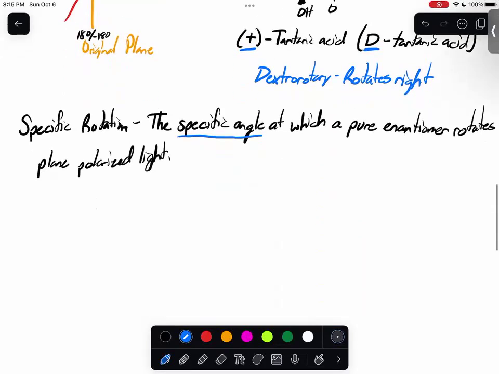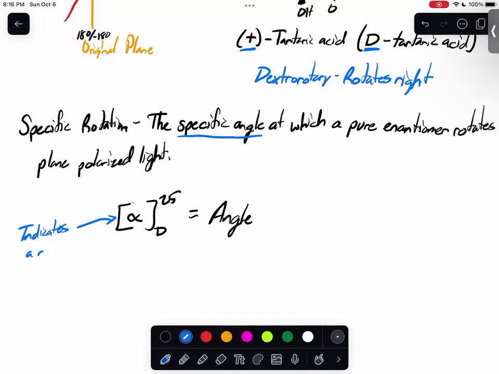And the way that we're going to signify this is, anytime we're looking at specific rotation, it is going to be shown as a term that looks like this. It's going to be this little thing here where the alpha is in these brackets. This indicates a rotation value. The 25 indicates the temperature, and then the D, whatever it is down here, this indicates the light source.